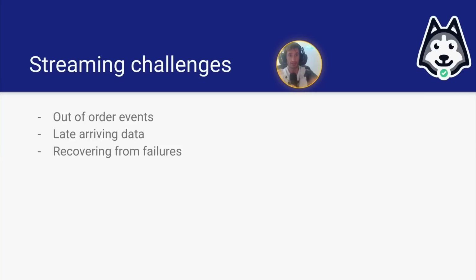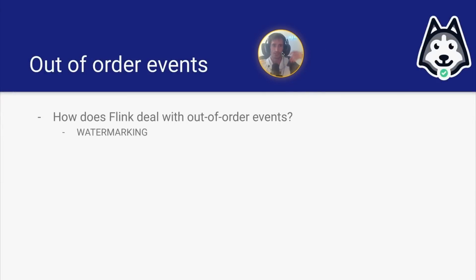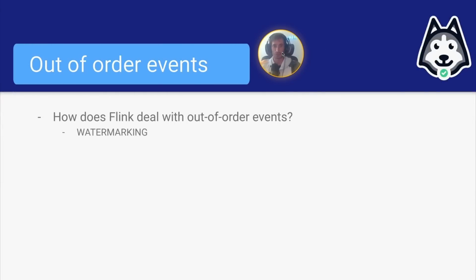But these are the three big things that you want to be more aware of when you're working in the streaming environment, where most of these things in the batch environment just don't exist or don't matter. So these are different problems that you won't need to be aware of. So let's talk about out of order events. Flink can deal with out of order events.